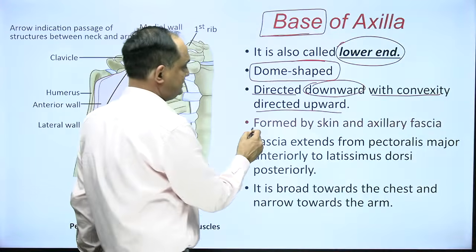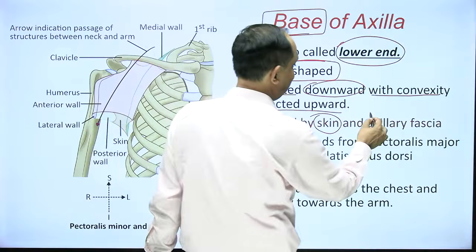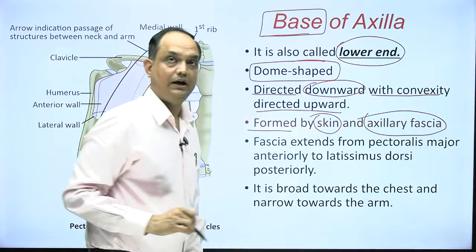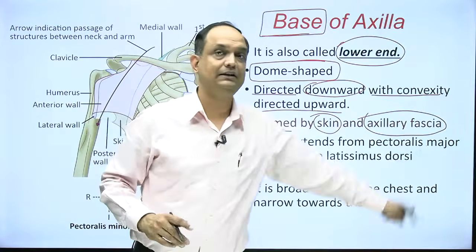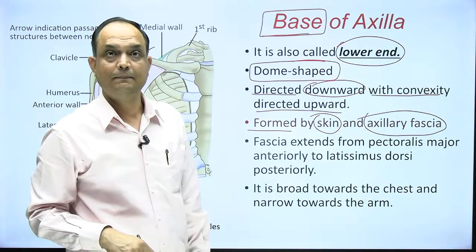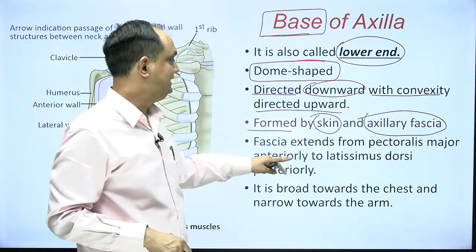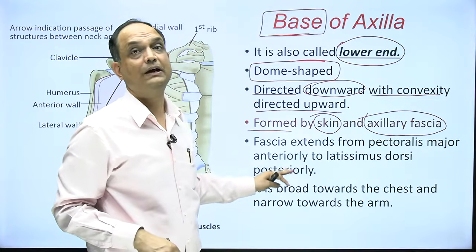Now this dome is formed by the skin where you have lots of hair, and it also has the axillary fascia. And I just told you that this axillary fascia is pulled above by the suspensory ligament of axilla. Now this fascia extends from pectoralis major anteriorly to the latissimus dorsi posteriorly.